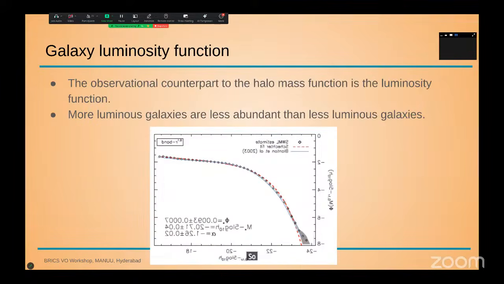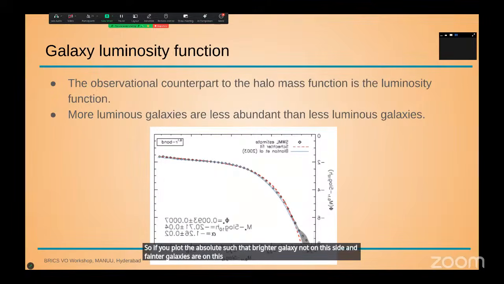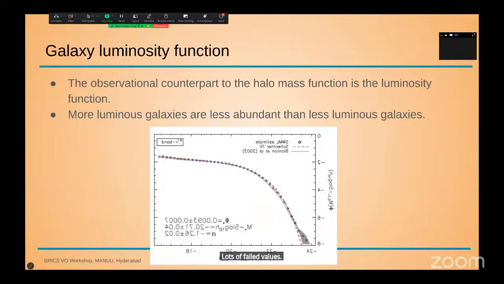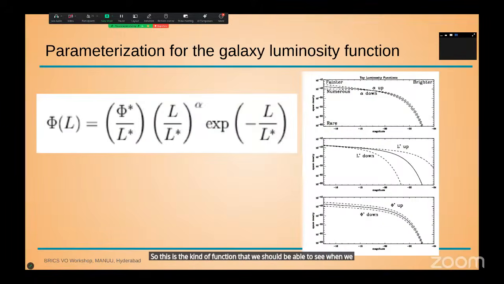If you plot the absolute magnitude such that brighter galaxies are on this side and fainter galaxies are on this side, I have purposefully flipped it because I want brighter on this side. That's what you are used to. And then this is the number density axis. So you will see something which looks like this: lots of faint galaxies, very few bright galaxies. This is the kind of function that we should be able to see when we compute this luminosity function.